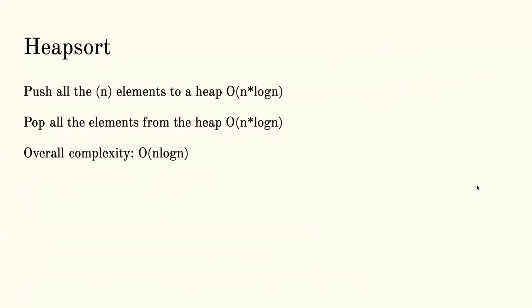And in heapsort, when you are given n elements, the first thing you do is pushing all the elements to a heap. And this takes n times log n, because pushing one element to the heap takes log n. And then after you construct the heap, you pop all the elements from the heap. And the order that the elements are popped off from the heap is just the ordering you require. So the overall complexity is O(n log n).